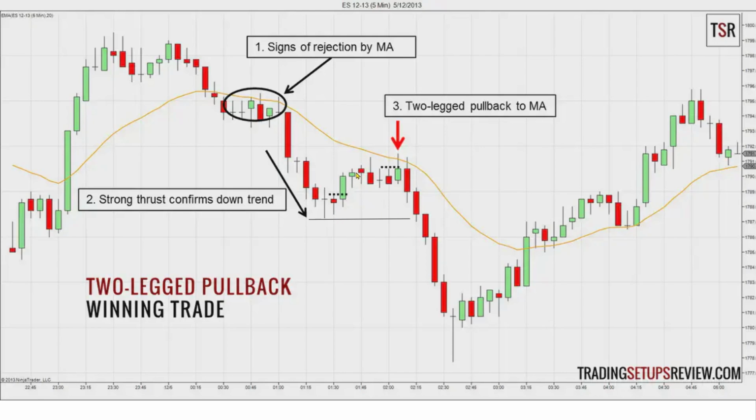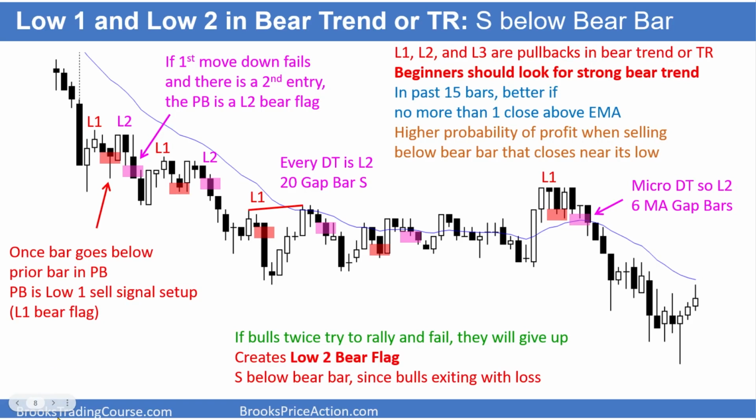Up bar, up bar, up bar, up bar, up bar, up bar, down bar. First leg. Up bar, up bar. That's the second time it tries to go up. Bulls tried once. Bulls tried twice. Failed. Bears are back in control. That's what you're looking to go with. Okay? Let's do a couple more.